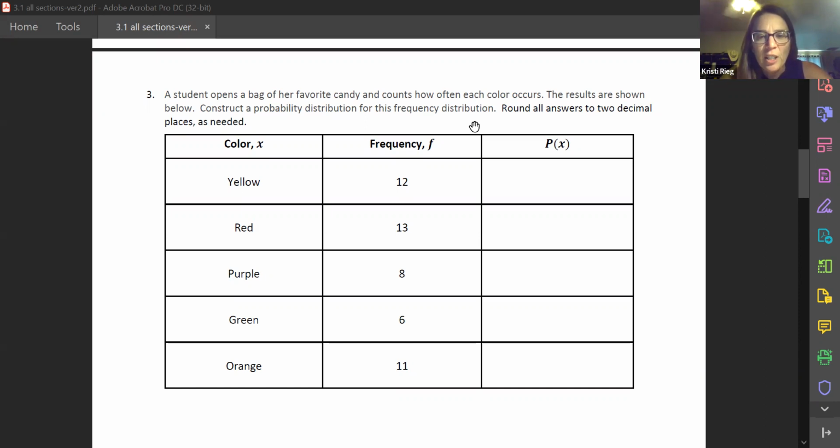And they counted how often each color occurs. So the frequency is already written in this table. Construct a probability distribution for this frequency distribution.